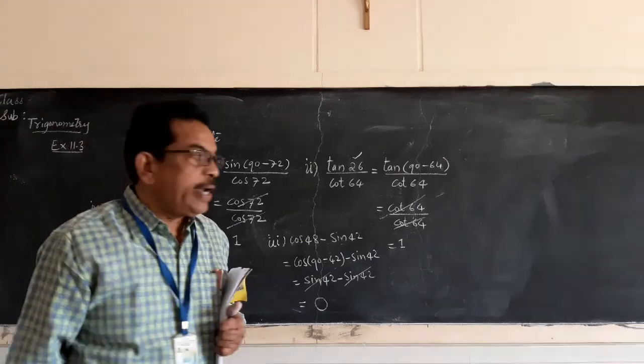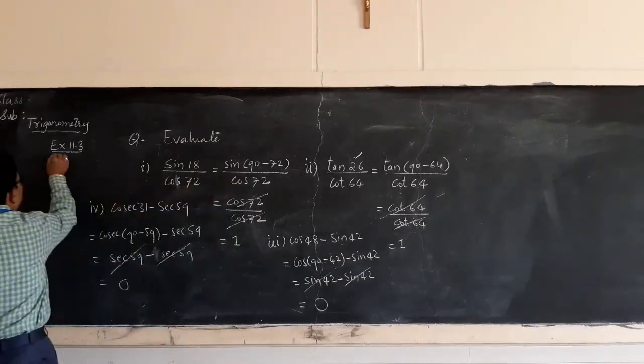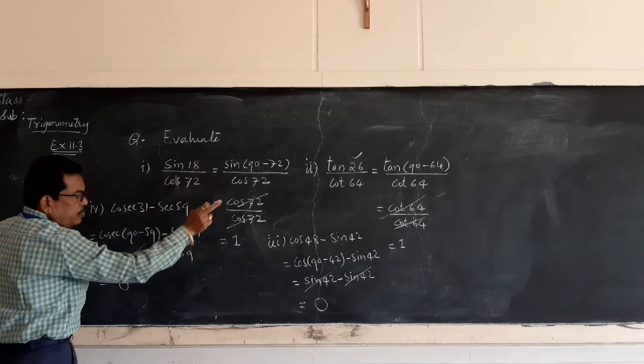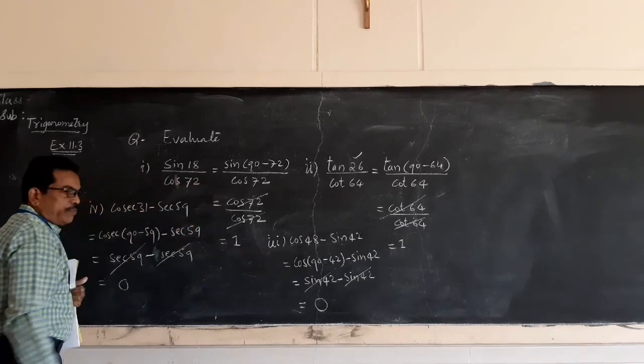Write down exercise 11.3, first question. 1, 2, then here is 3, then here is 4.